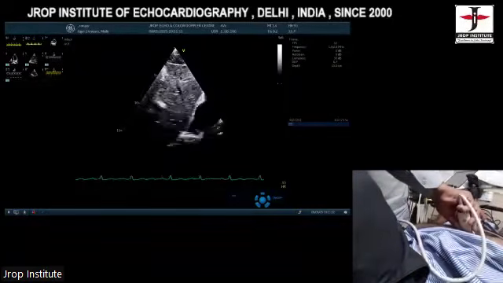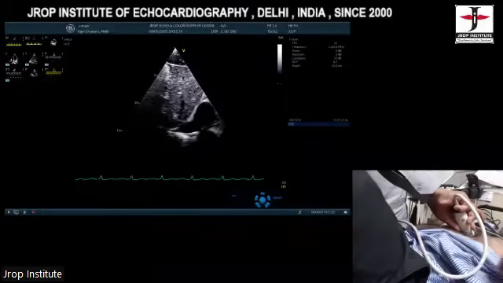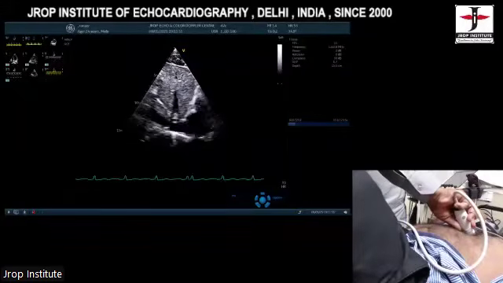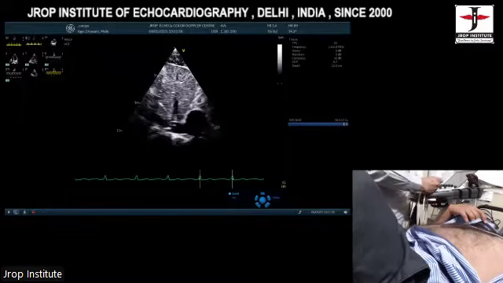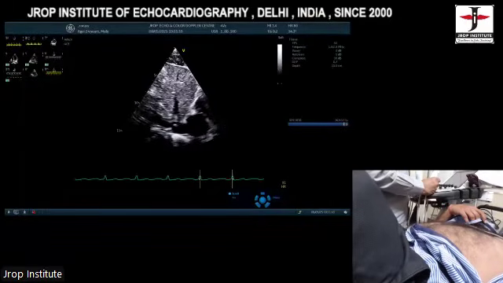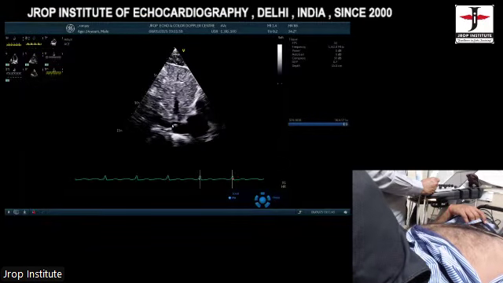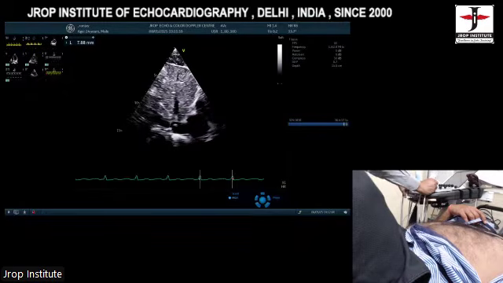So I'm rotating counterclockwise and now I can see my IVC. My IVC measurement is always at the distal of the hepatic vein, RA IVC junction. So this is the hepatic vein, this is the IVC junction, this is the RA. I'm going to measure my hepatic IVC over here, which is almost 8 millimeters. Any IVC less than 13 millimeters is considered as volume deficit.